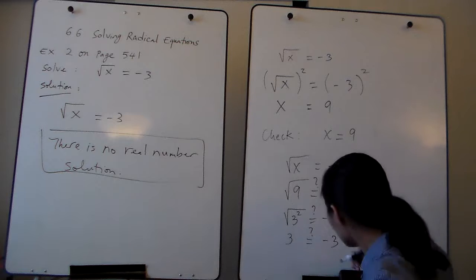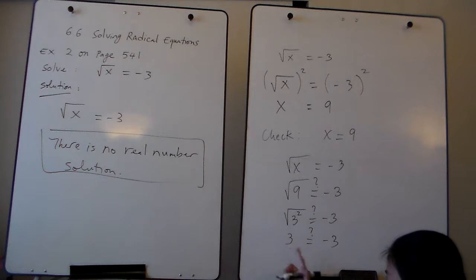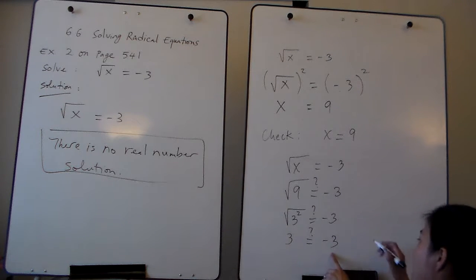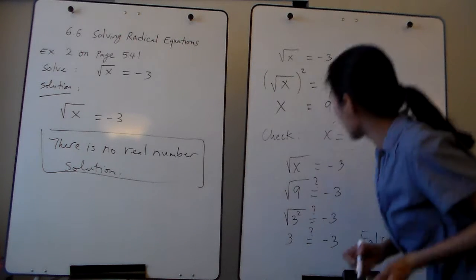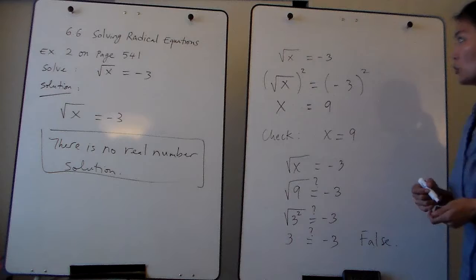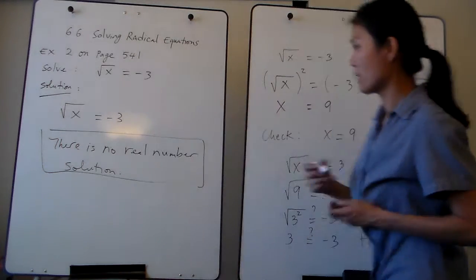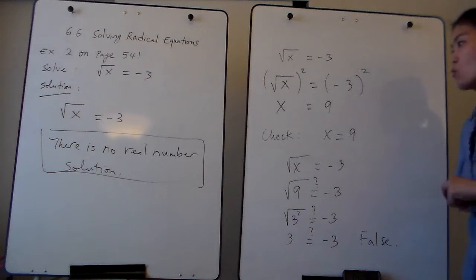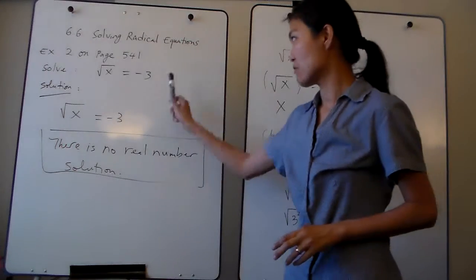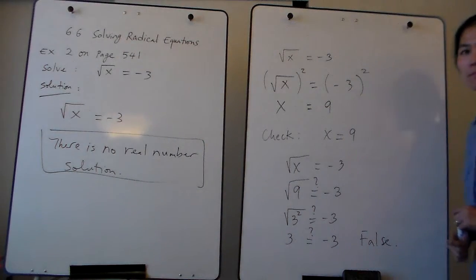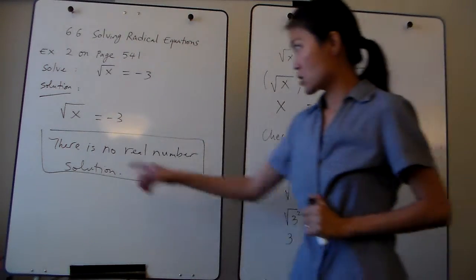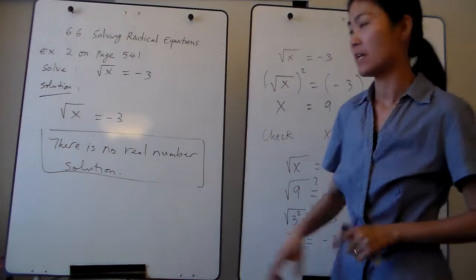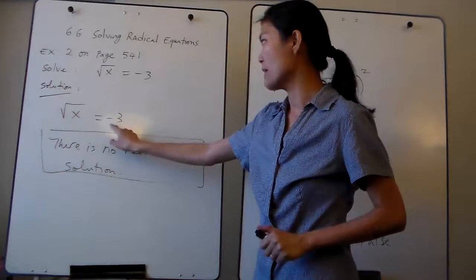Now, this is false, right? Because a positive 3 cannot equal -3, so this is a false statement. So you know that this is not a solution to this equation. That's why there is no real number solution for this equation. And again, square root of any number never equals a negative value.